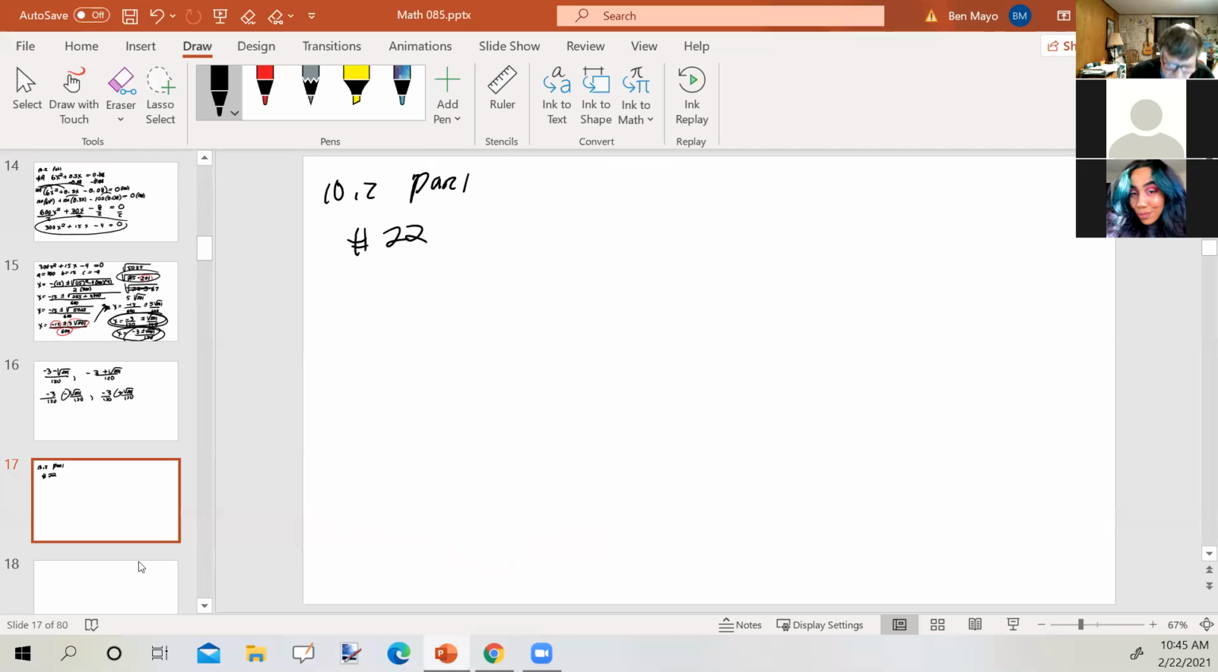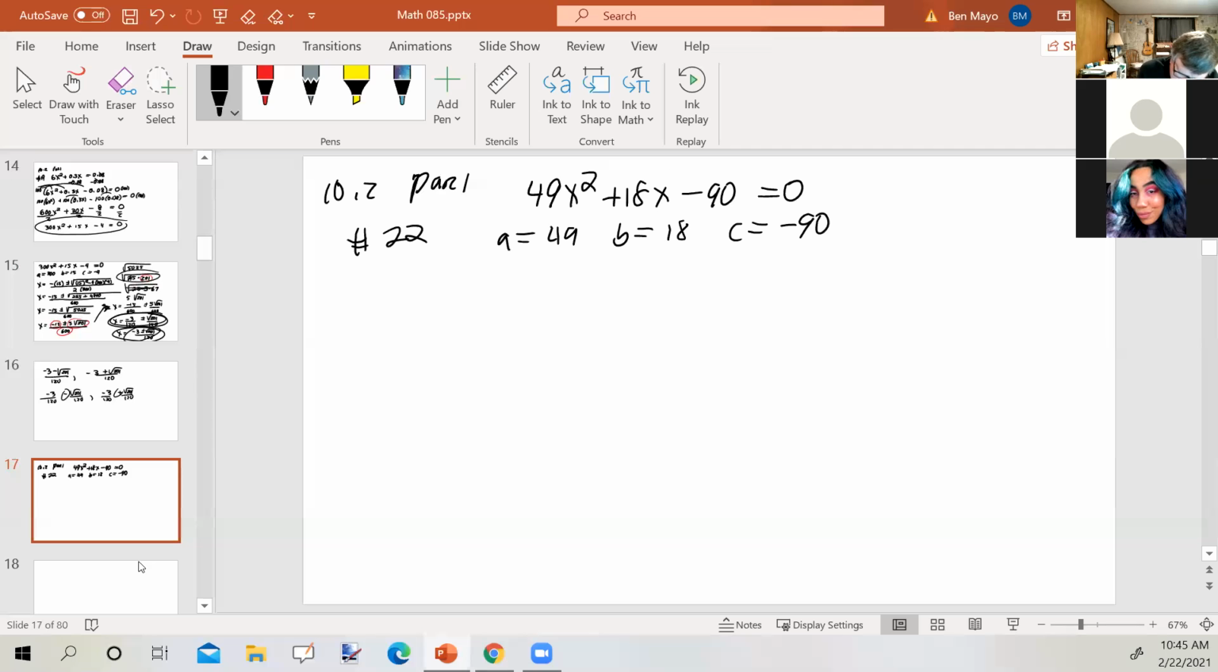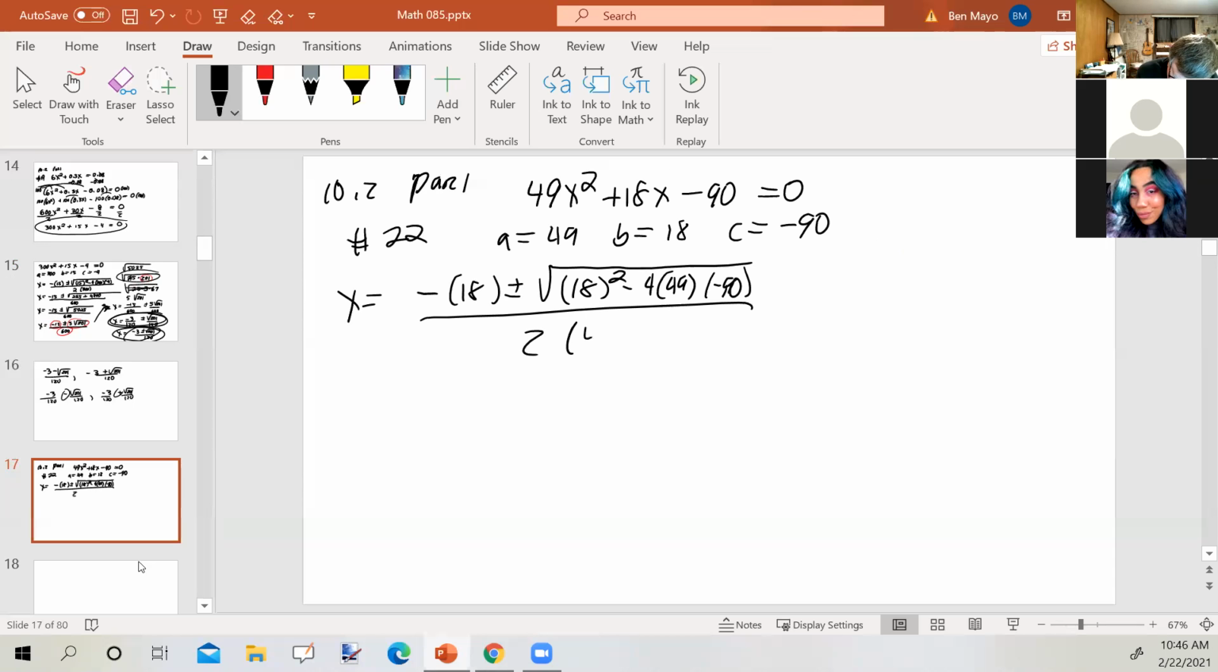Okay. So our original equation is 49x squared plus 18x minus 90 equals 0. Well, let's see. 9 goes into 18 and into 90, but it doesn't go into 49. 7 goes, I can't do anything to reduce it down. So A is 49, B is 18, C is negative 90. x equals negative B plus or minus the square root of B squared minus 4AC all over 2A.